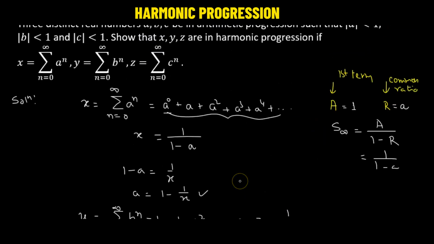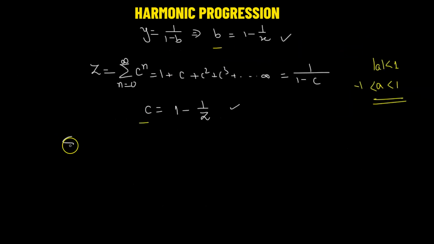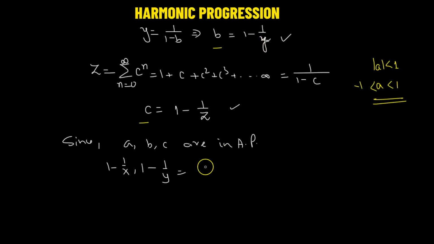Now in the problem, it's given that a, b, c are three distinct real numbers, and these numbers are in arithmetic progression. Since a, b, c are in arithmetic progression, we can say that in place of a, we have 1 minus 1 over x. We have already obtained this value. Then b can be replaced with 1 minus 1 over y. And for c, we replace it with 1 minus 1 over z. So these three numbers are in arithmetic progression.